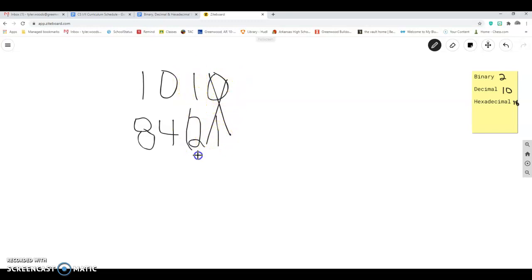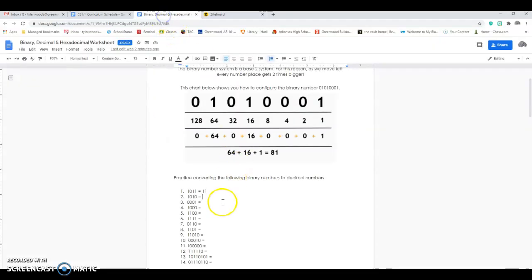This one's a 1, so it turns the 2 on. I'm going to circle it. This is 0, so we're not adding the 4. This is a 1, so it turns the 8 on. An 8 plus a 2 is a 10, so my answer for number 2 is a 10. Okay?